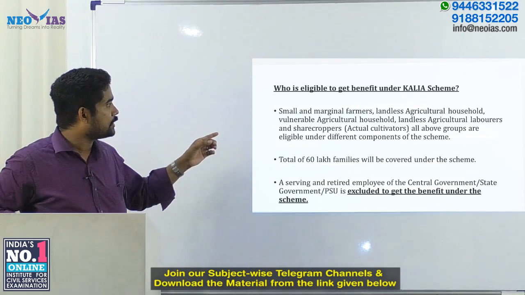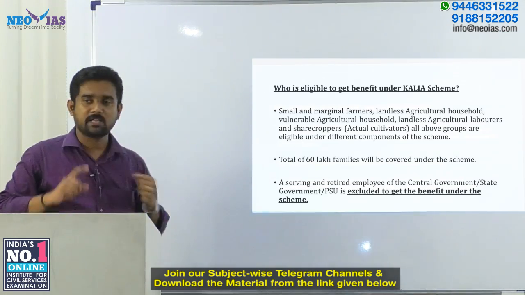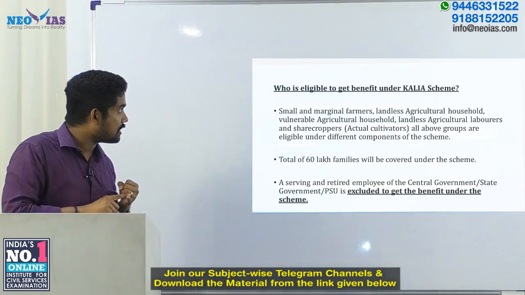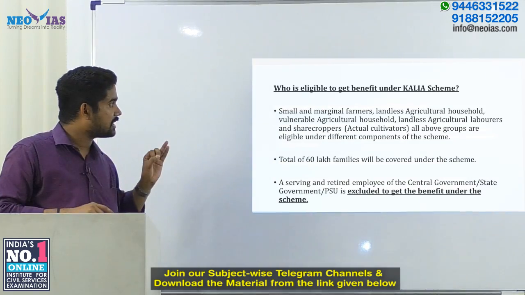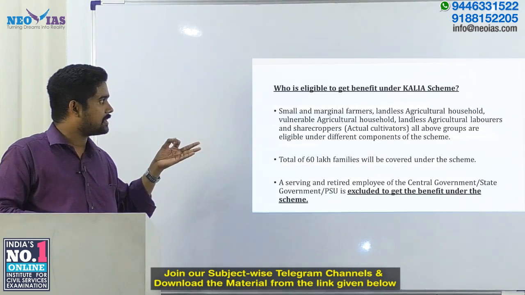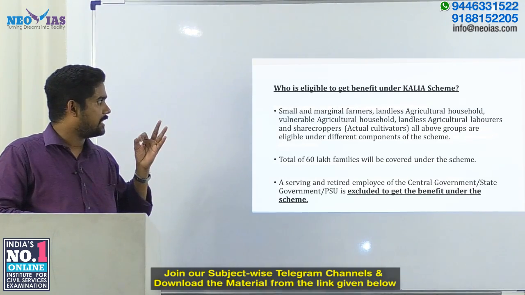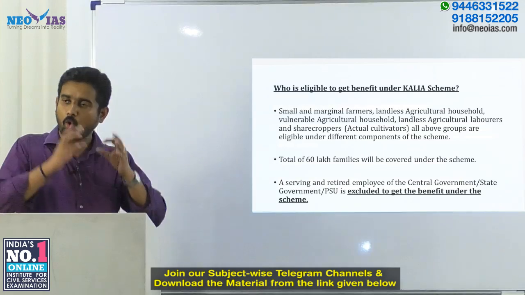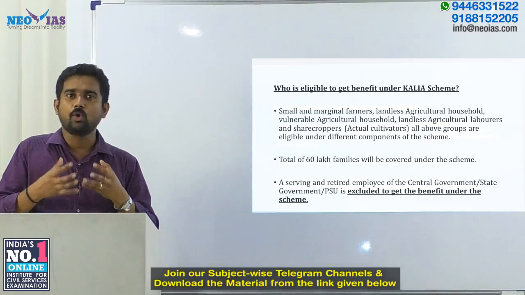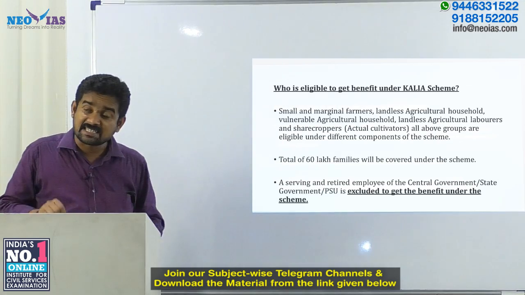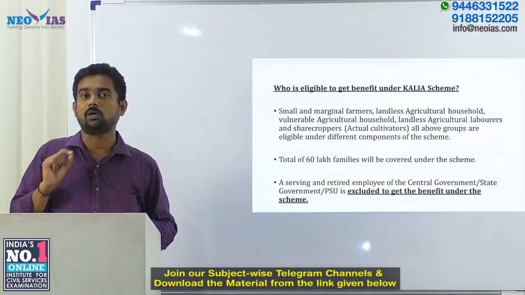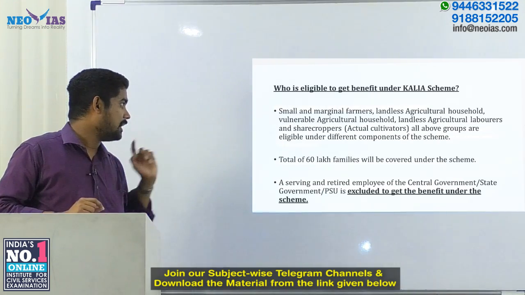Now, who are all the people eligible to get the benefit under the Kalia scheme? That would basically include small and marginal farmers, landless agricultural households, vulnerable agricultural households, landless agricultural laborers, sharecroppers. So, all these segments of people are going to get the benefit of this Kalia scheme. In total, close to 60 lakh families have been planned to be covered under the Kalia scheme.